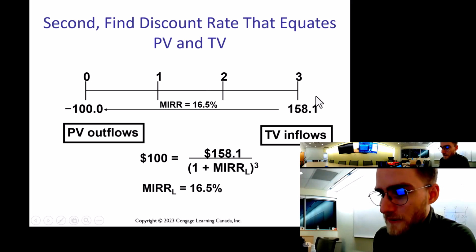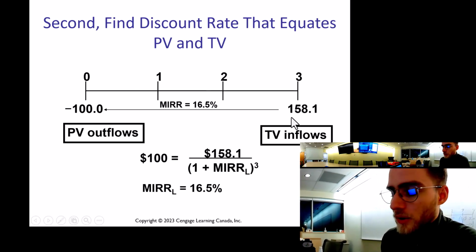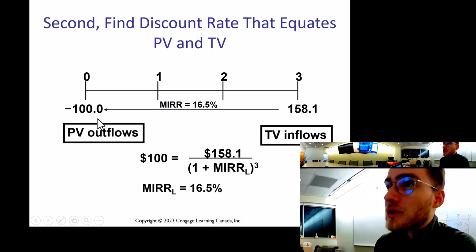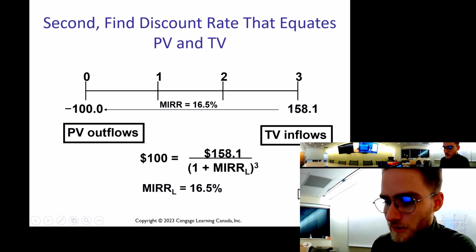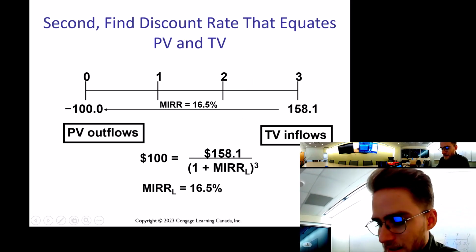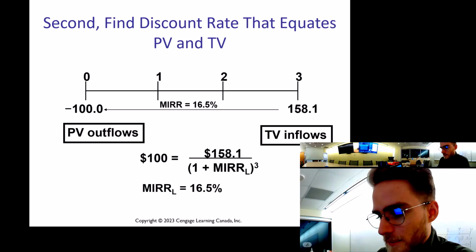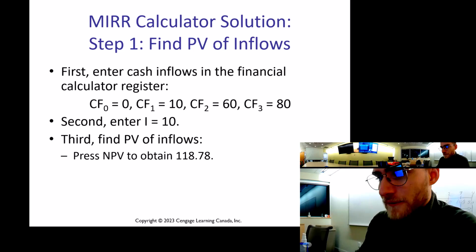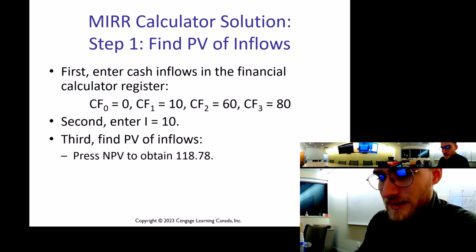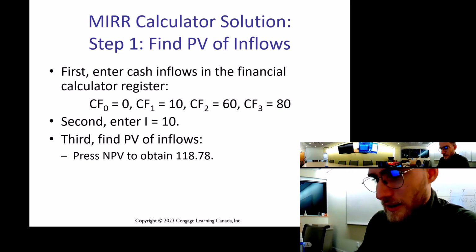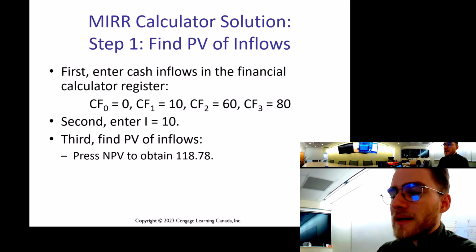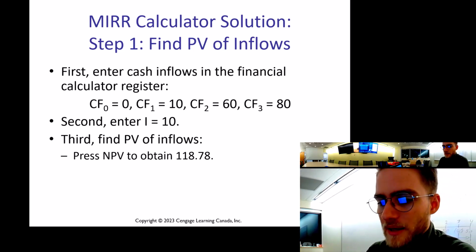So it's taking that $158, and it's present valuing it so that it's equal to $100 so that the net present value is 0, okay? And then, yeah, that gets us a 16.5% modified internal rate of return. This is how you would do it if you're using a finance calculator. You'd have to punch in your cash flows, and then specify what your reinvestment rate is, and then it would spit out what your MIRR is.